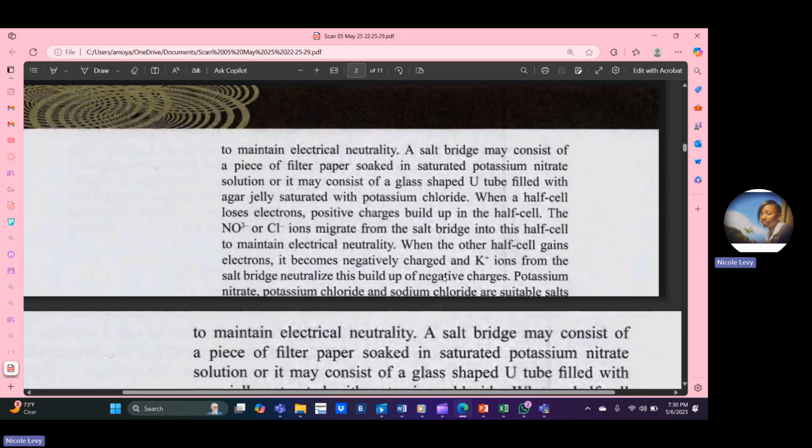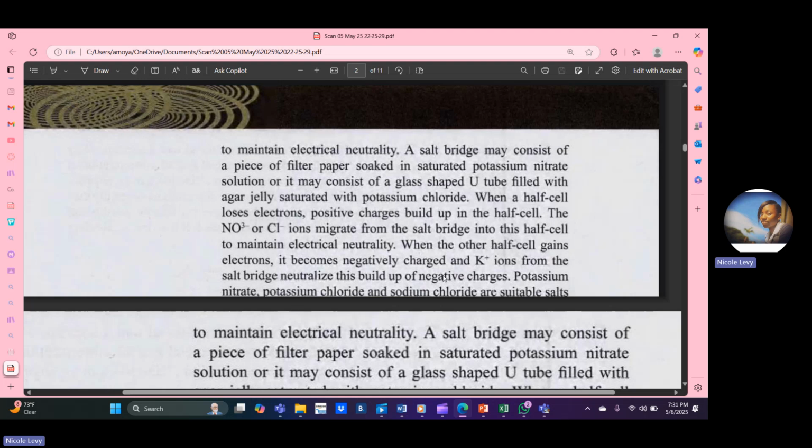Whenever we have electrons being lost from one half cell, let's say the zinc half cell, the cell is going to become a little bit positive. So to maintain electrical neutrality, the salt bridge has to step in. The salt bridge can be potassium nitrate or it can be potassium chloride. If that half cell loses electrons, it's going to get a slightly positive charge. So the salt bridge is going to release the anions to that half cell to make it a little bit balanced. Because remember, it would have been a little positive. So the anions will neutralize that charge.